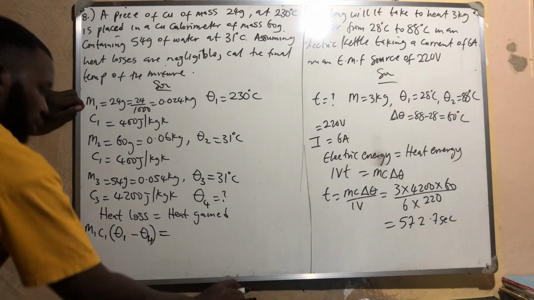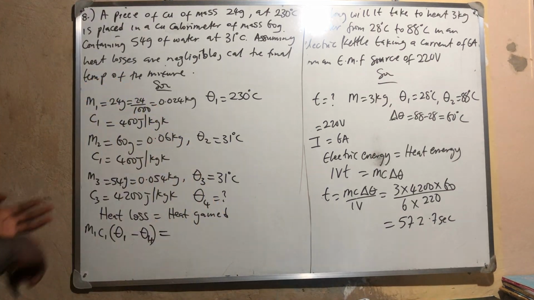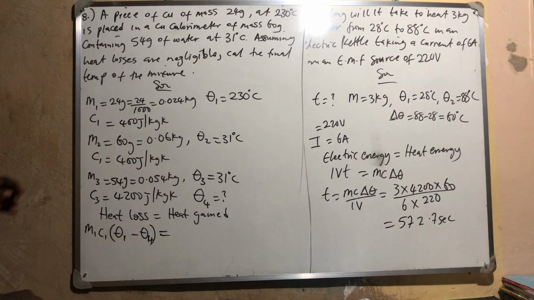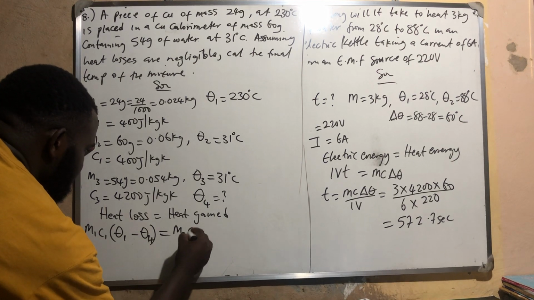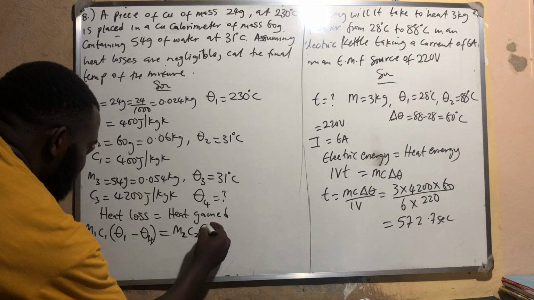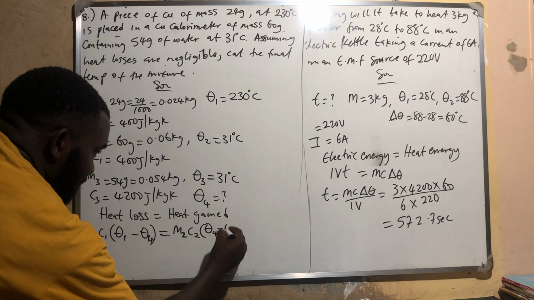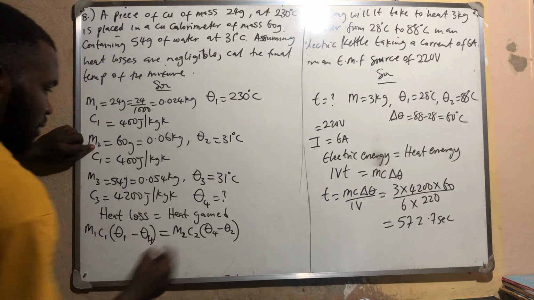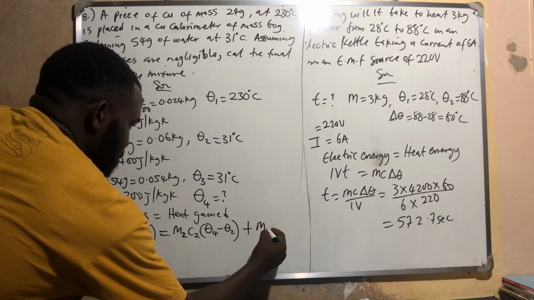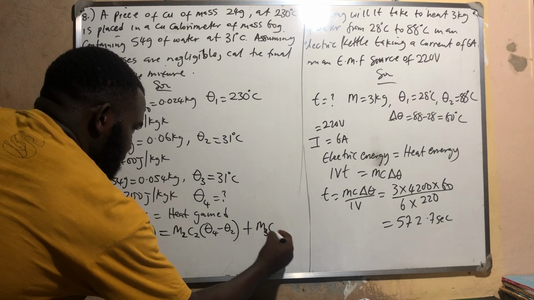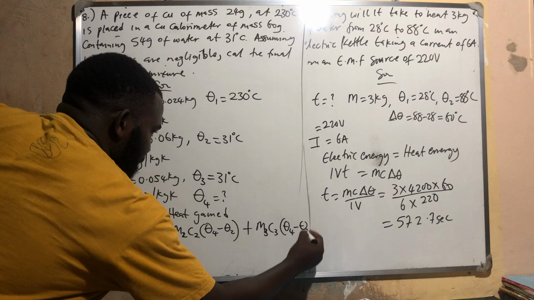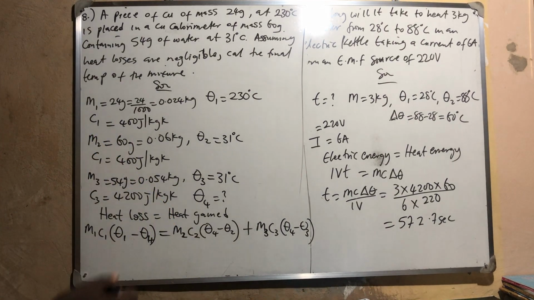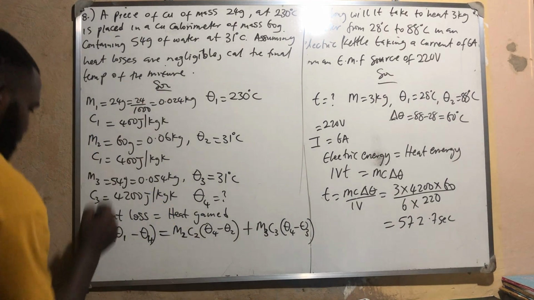Okay, is equal to, now the ones that gained: the water gained, the calorimeter gained. So since the calorimeter gained, I'm going to have M2C2 into theta 4, the final, minus theta 2, plus M3C3 into theta 4 minus theta 3. Very simple formula. So let us put everybody in.